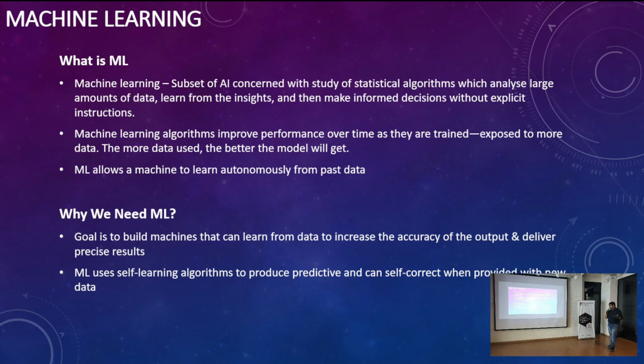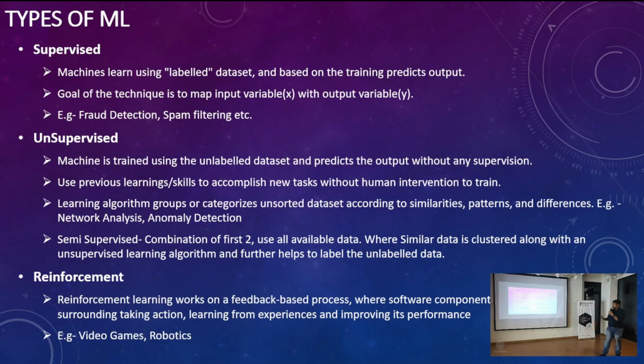It learns from past data, and that is actually a factor. We need to know the past in order to perform better in the future. Why we need ML? I guess that's also pretty clear. Accuracy of outputs, eliminating human errors. All these reasons are more than enough to describe the necessity of machine learning.